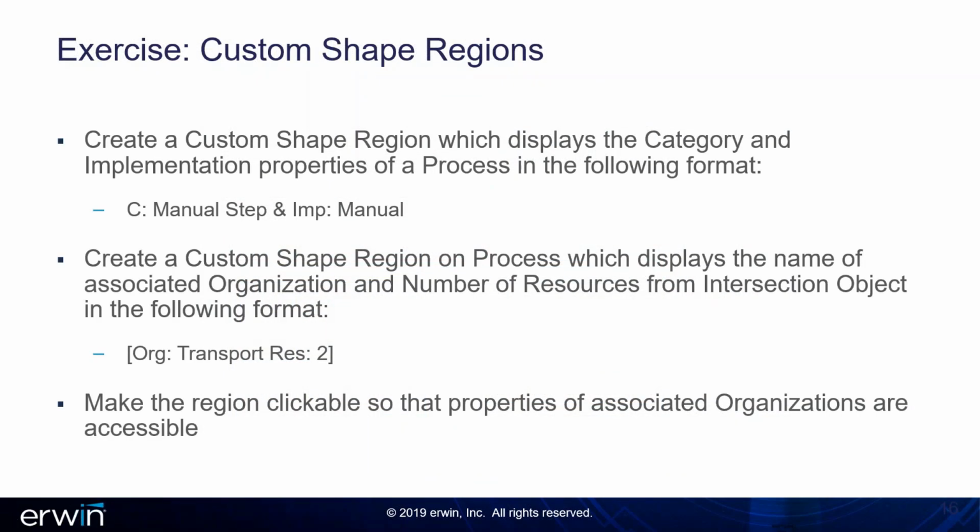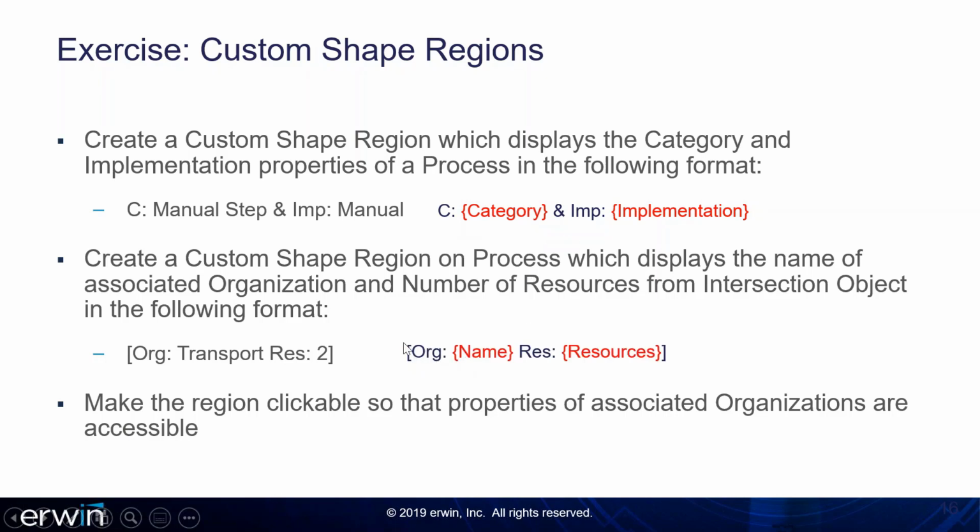Now let's do the exercise on custom shape regions. As you can see, we actually have 2 exercises here. One is for an object's properties, and one is for an association. And one thing I've done is I've actually written it out as if we're almost coding that shape region. So the very first one shows you text in blue, and then the thing we're choosing, whether it's a property or an association, in red. Same thing goes for the second one. So the text is in blue, and then the element of the object or the association is in red.